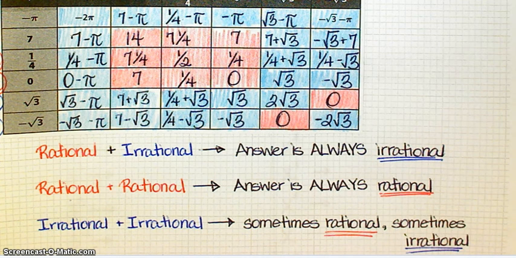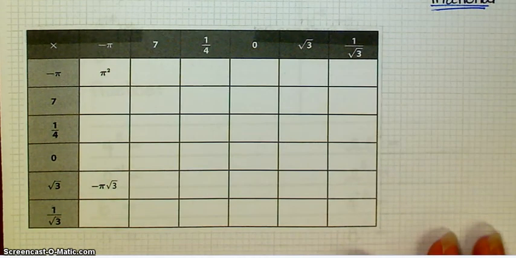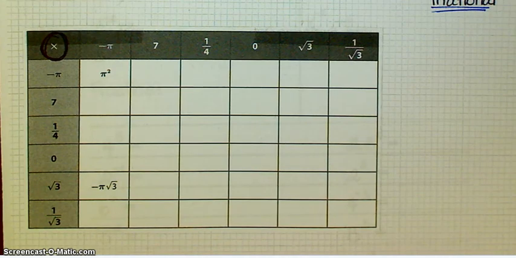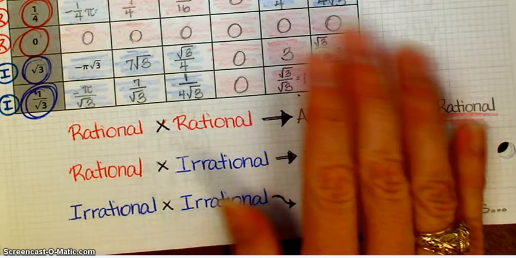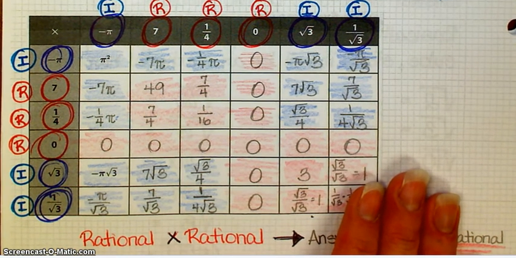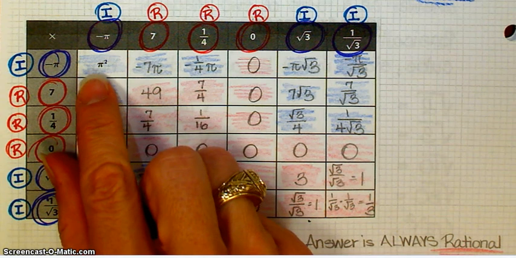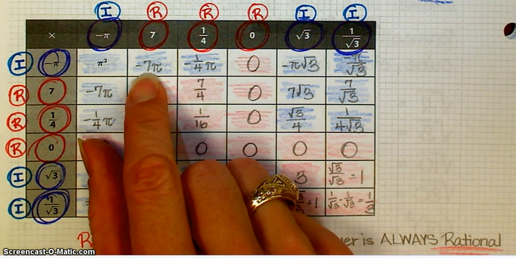Okay? All right, the next table down at the bottom is a similar principle, but this time we are multiplying rather than adding. Okay? So we have the same set of numbers, it's just this time it's multiplication. Okay, let me show you what we get. All right. Negative pi times negative pi is pi squared. 7 times negative pi is negative 7 pi, etc.